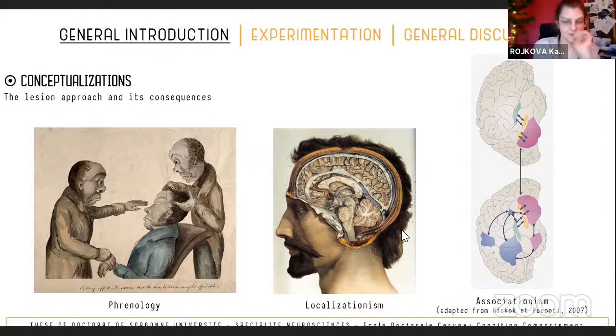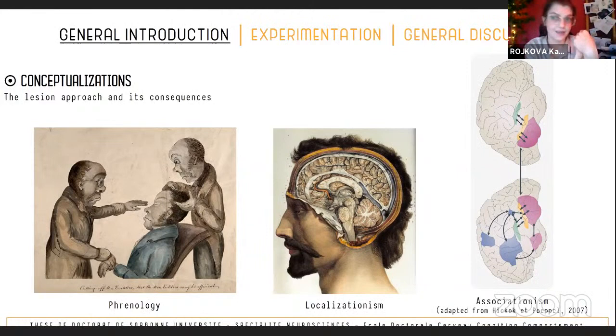The other way was the localizationist school of thought, which relied heavily on the lesion approach to map the entire gray matter brain cortex. So localizationists spent a lot of time finding different gray matter centers for different functions, which is absolutely great because we still use all those findings nowadays, but they forgot something really important. They completely neglected white matter.